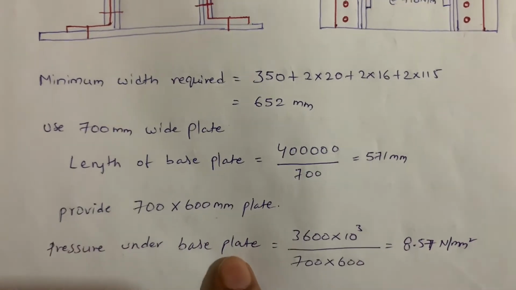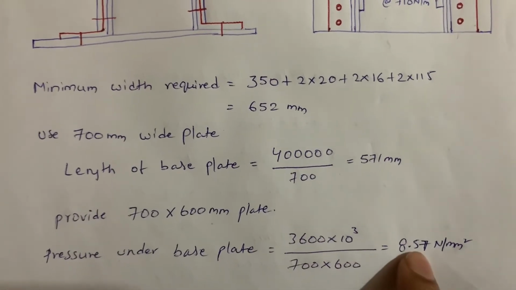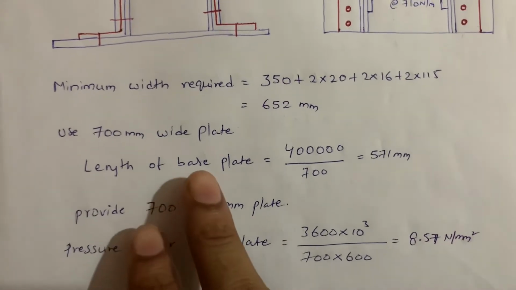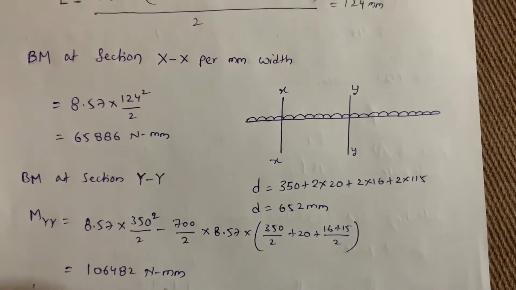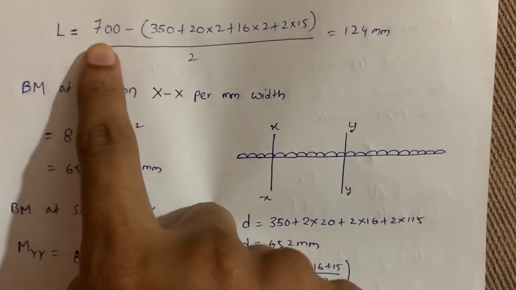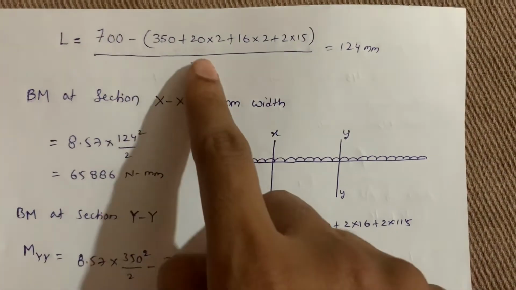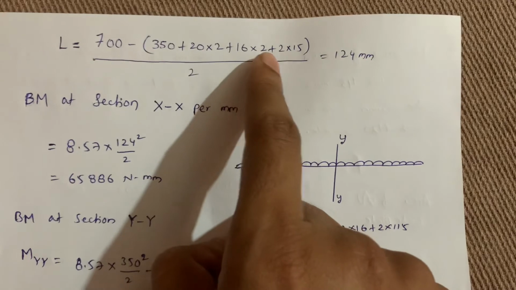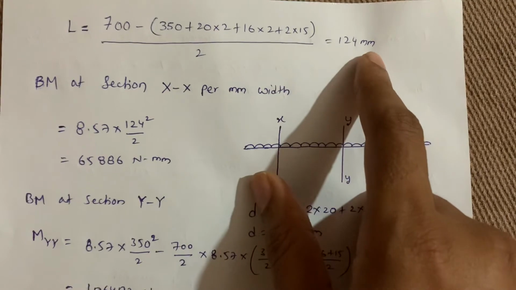So pressure under the plate is load by area. Load we know, and area is 700 by 600. So I got 8.57 Newton per mm square, nothing but pressure. Next we are going to calculate the bending moment, and the length of that member. The total length is 700. So I am deducting all the values, that is minus 350, we know that length, minus 2 into 20, minus 2 into 16 on both sides, and minus 2 into thickness by 2. I got 124 mm, that is the length of that member.